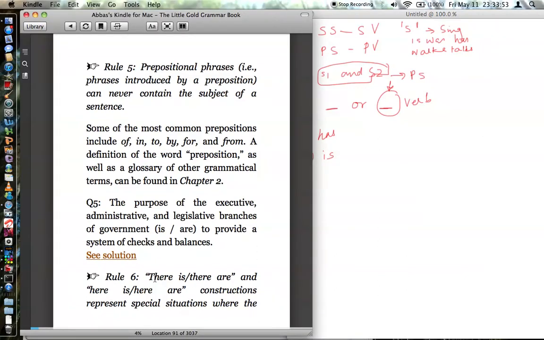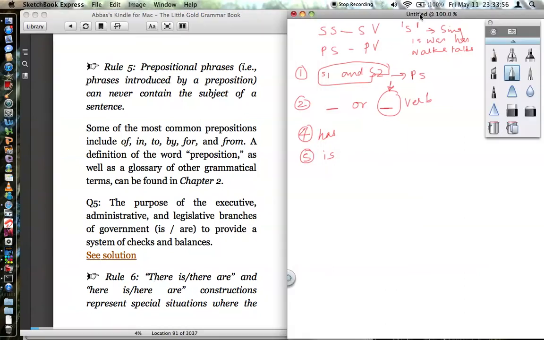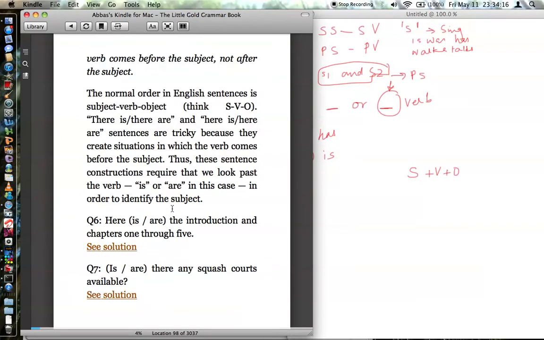Rule 6, there are. So in English we most of the time have this construction, a subject plus verb plus object. In this there are, here are type of construction, you have the verb first, and that verb is decided on the subject that follows. So in question number 6, you say here are the introduction and chapters 1 through 5. We saw that "and" creates a compound subject and it is plural. Question 7, there any squash courts available?